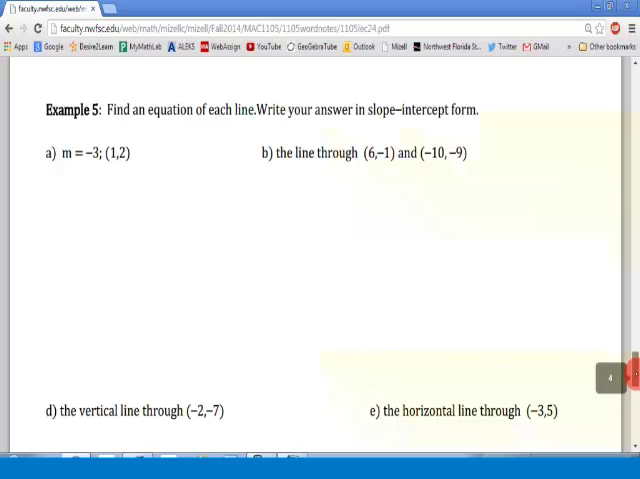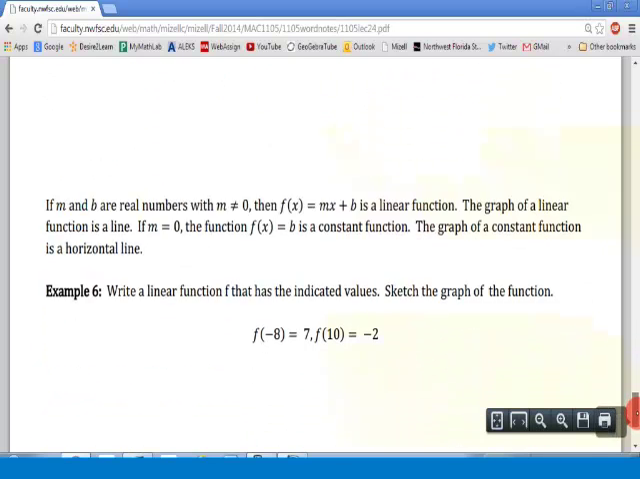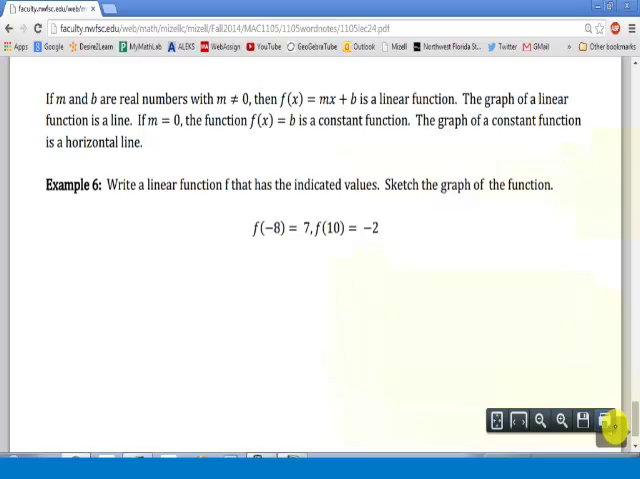Was there a C part? Nope. I must have deleted that. All right.